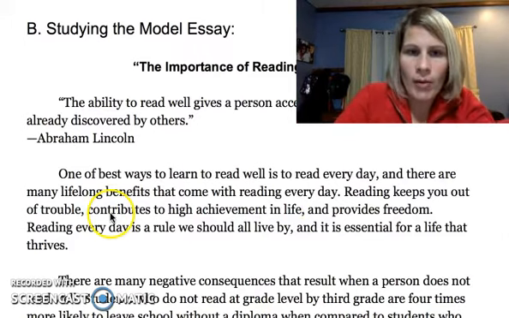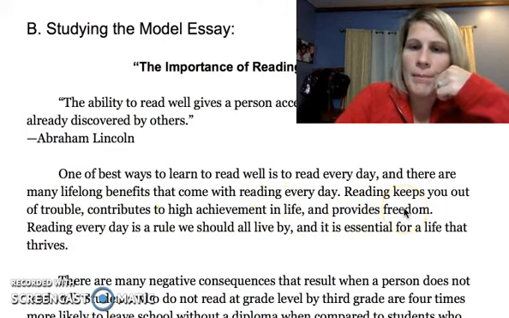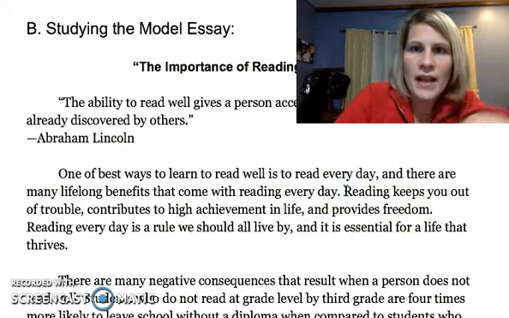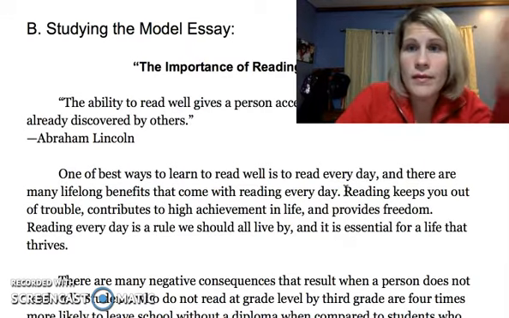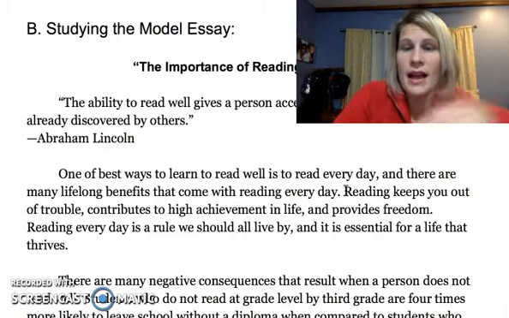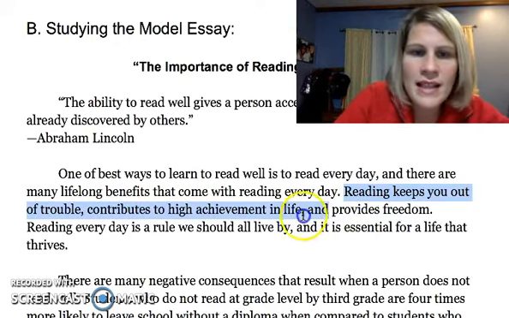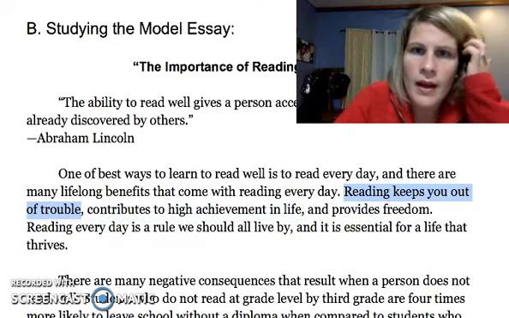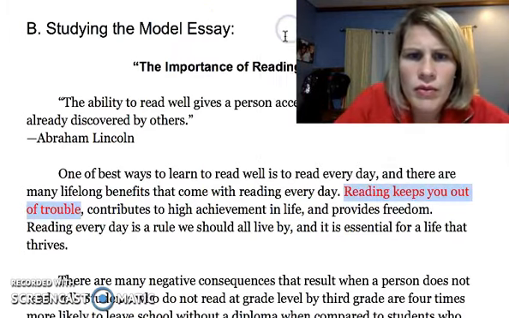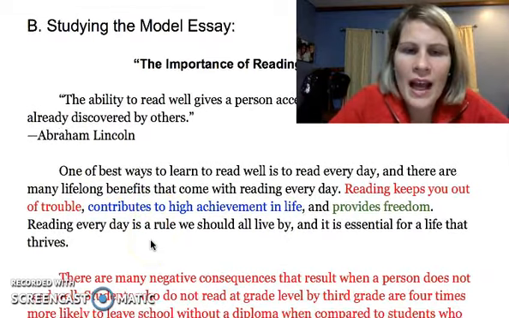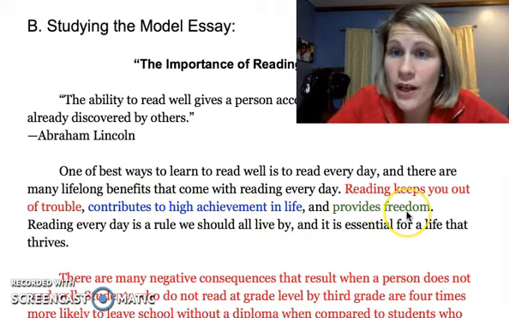Reading helps you out of trouble, contributes to high achievement in life, and provides freedom. These are the three things that they're going to use, okay, to prove their rule, basically. It's the why I should believe your rule. Okay, so let's take our first one, and I'm going to highlight it red. And then I went and I highlighted contributes to high achievement in life, blue, and provides freedom, green.